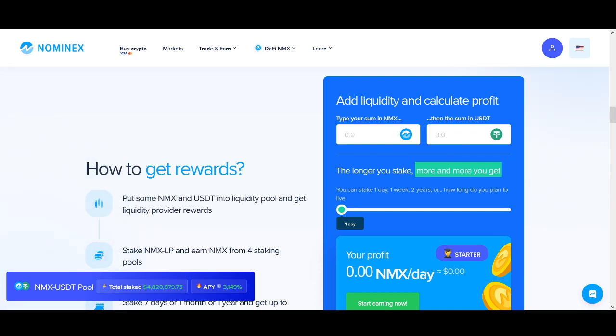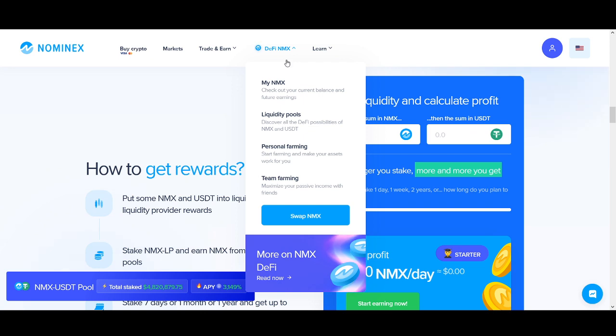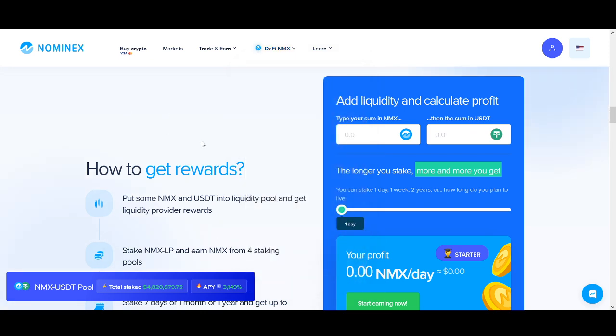So the main thing is the higher the partner level you are, the more money you can make. The partner level depends on the staked amount on NMX. The more you stake, the more you earn. Again, I'll show you some of the DeFi, your liquidity pools, personal farming. I got into NMX a bit earlier at $2.50. Again, I'm being completely transparent, and I'll share with you. So this is a new account I've created just to show you how the platform works.